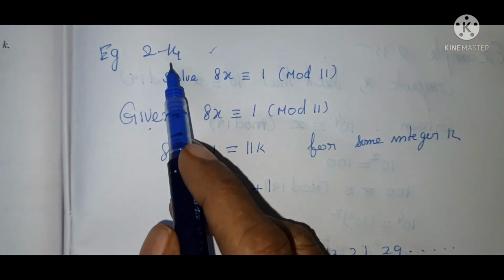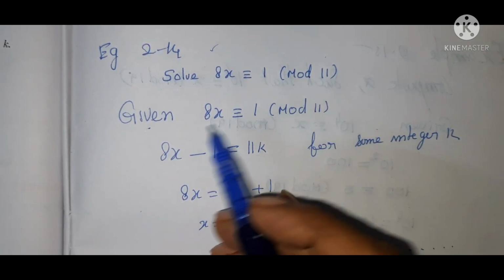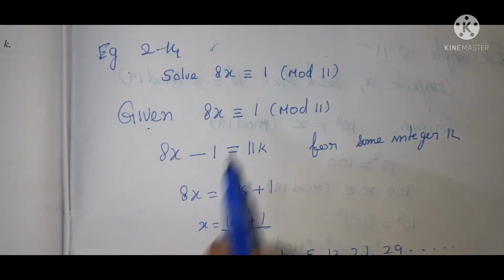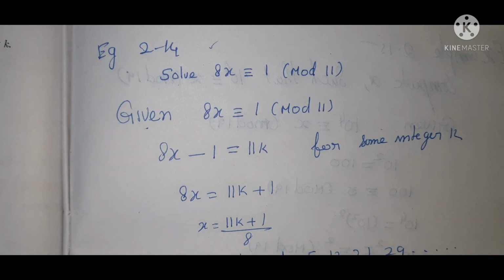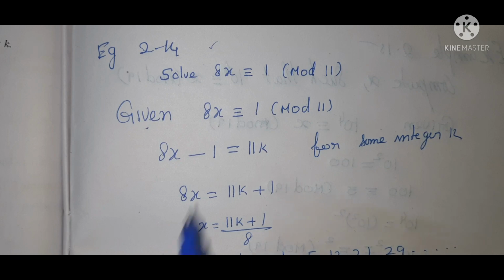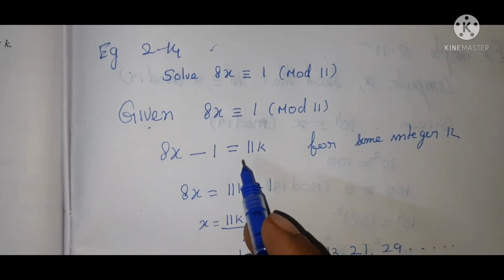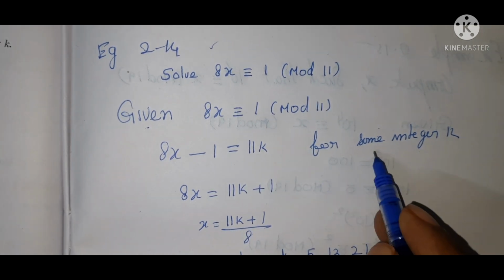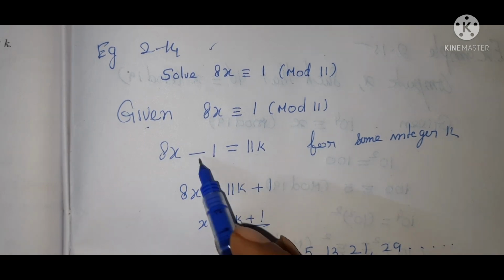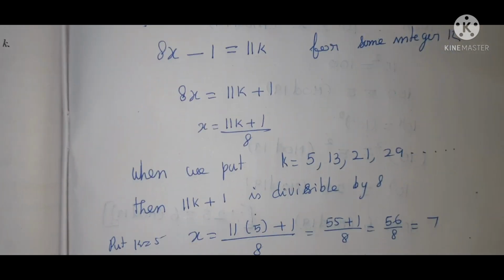Example 2.14. Solve 8x congruent to 1 mod 11. Given that 8x is congruent to 1 mod 11, here 8x is the dividend. When 8x is divided by 11, we get the remainder 1. Find the value of x. It can be written as 8x minus 1 is equal to 11k, for some integer k. 8x is equal to 11k plus 1, so x is equal to (11k plus 1) by 8.